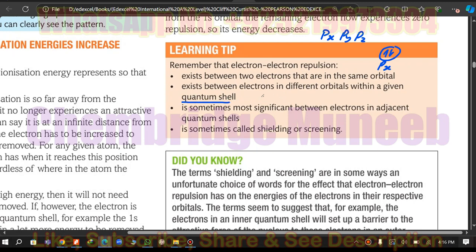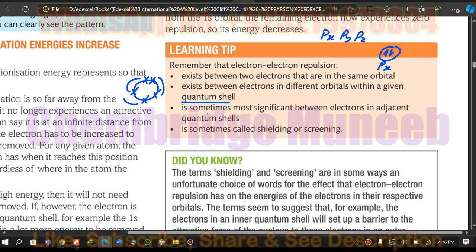Now there is also a repulsion of the electrons when they are present in the same shell. If this is a shell and we have, let's suppose, 5 electrons in the same shell, then there is also a repulsion between these electrons. So the electrons are also showing repulsion between them within the same shell. Alright?